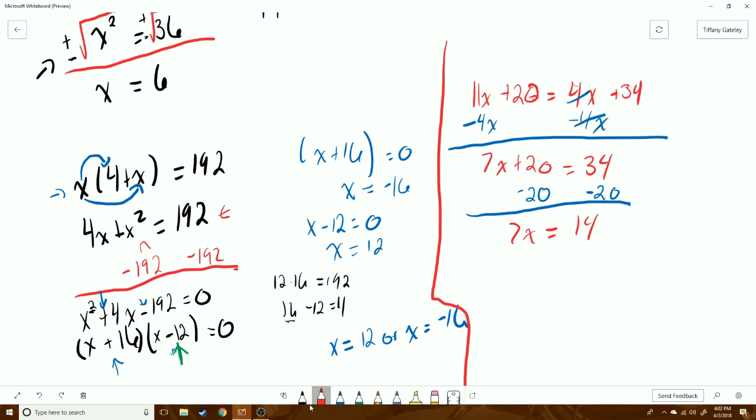And then you would divide each side by 7. And this 7 cancels with this 7. So that gives you x equals 2. And again, you can check your work by plugging it in to your original equation and making sure it works.